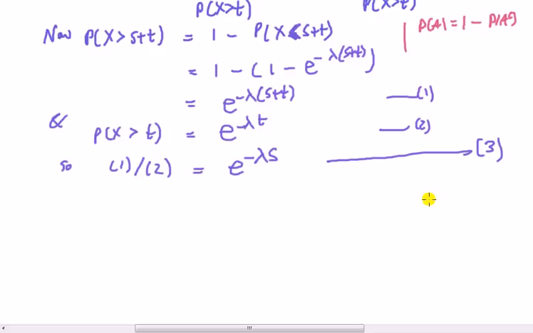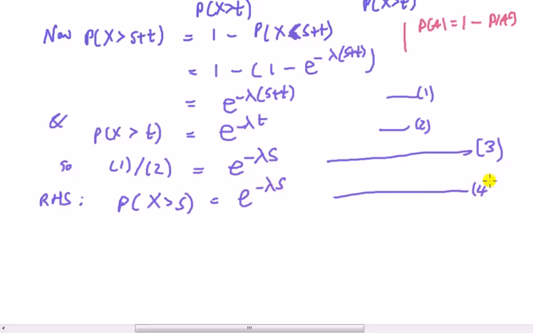And now, so that's the left hand side dealt with. Now the right hand side of the memoryless property, we want the probability that X is bigger than s. But we don't have to do anything because it's of this form, so it's e to the minus lambda s. Let's call it 4. Now 3 equals 4. This whole thing is the left hand side, which is 3. This is the right hand side of the memoryless property. So in other words, the memoryless property holds. So we're done.